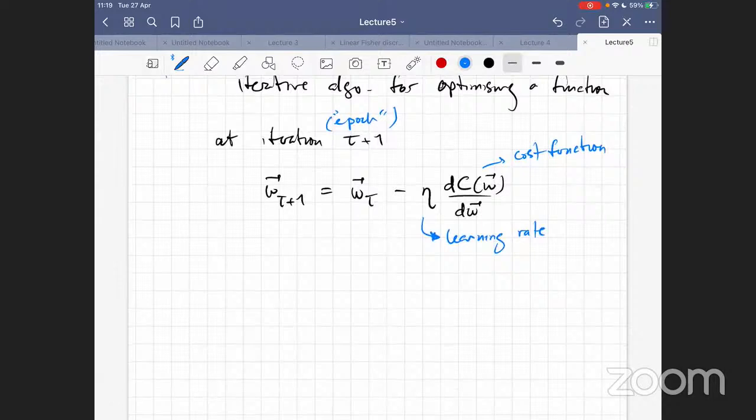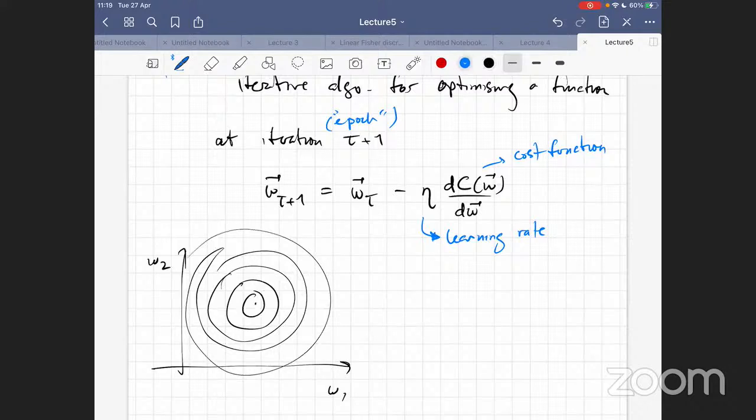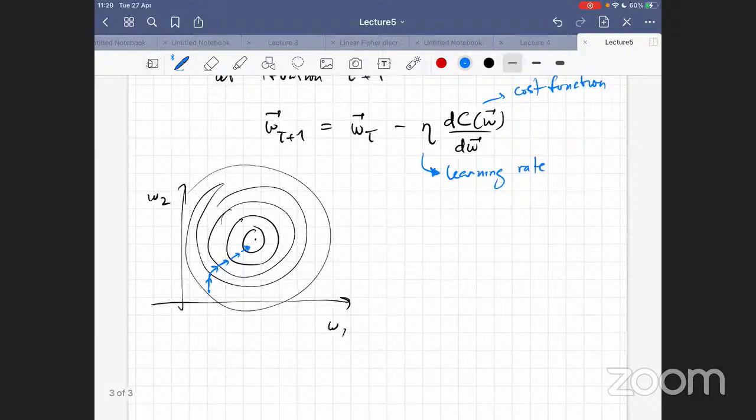So the idea, if you want, is the following. So let me write something, and then I put a figure because it's probably better. So imagine that you have a two-dimensional parameter space like this, with contours of values, let's say. And the idea is to start with a random point here and approach the minimum iteratively, right? So this is more or less the idea, depending on the learning rate, of course.